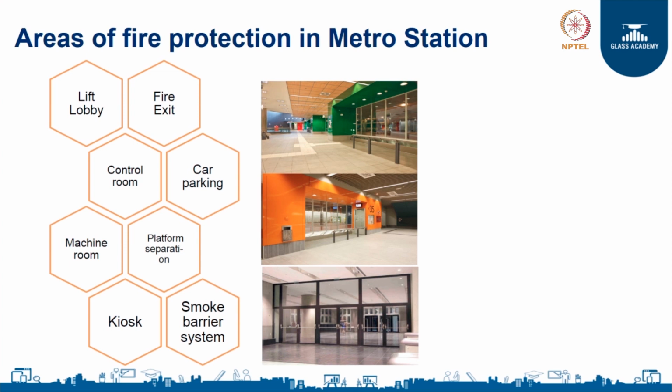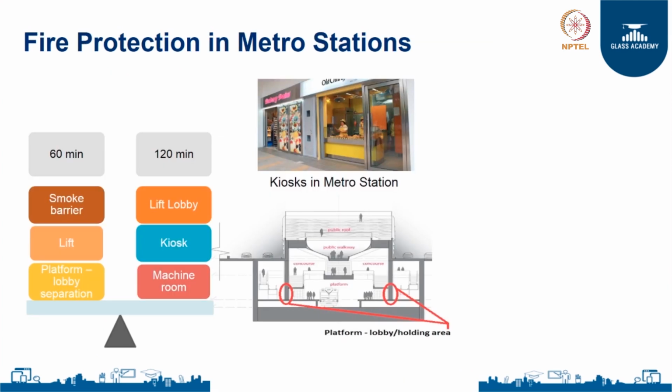At the same time, control rooms use a lot of glass in order to have transparency. So, it is very important to use the fire resistant glass in the control room and also in the machine rooms. Also, as per the regulations, for the kiosk in metro stations, we need to use 2-hour fire rated glass. You can see the table there, it says that smoke barriers and lifts and platform lobby separations need to use 60-minute fire rated glass, whereas the lift lobbies and kiosks need to use machine rooms. Obviously, control rooms need to use 2-hour fire resistant glass.